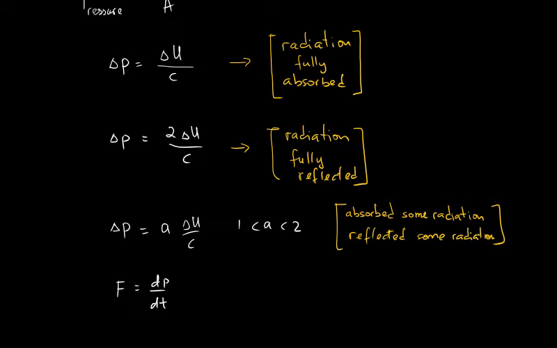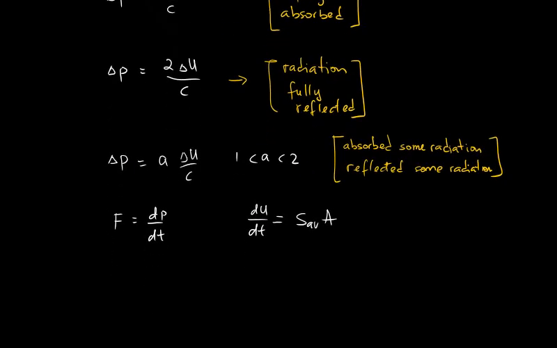We know that the average rate of energy delivered to an object is related to the Poynting vector. So dU/dt equals the average Poynting vector times area. You might want to review my video on electromagnetic wave energy transfer and the Poynting vector, and then come back to this. Then let's continue with our radiation pressure.